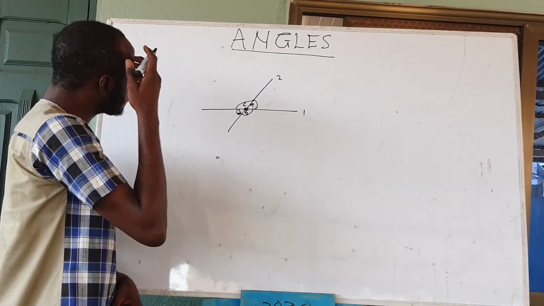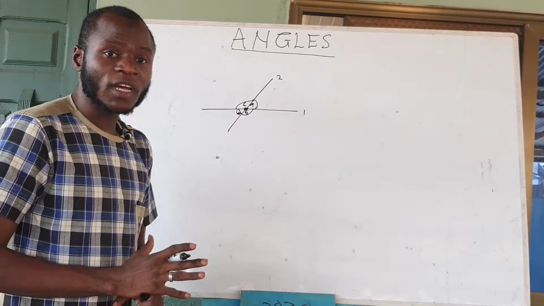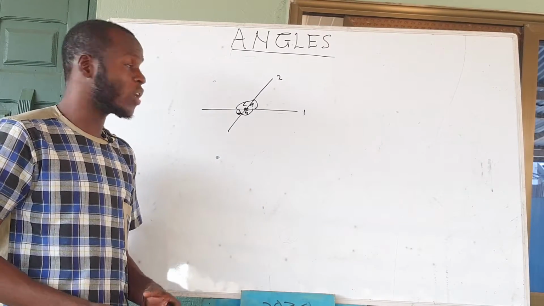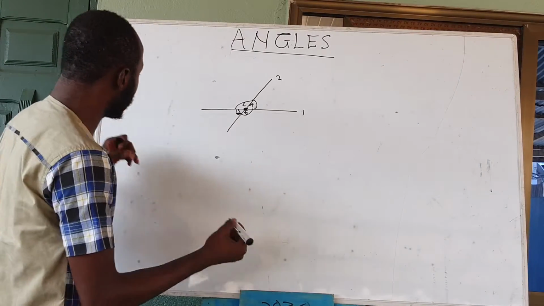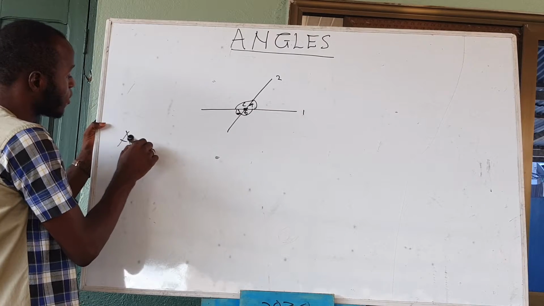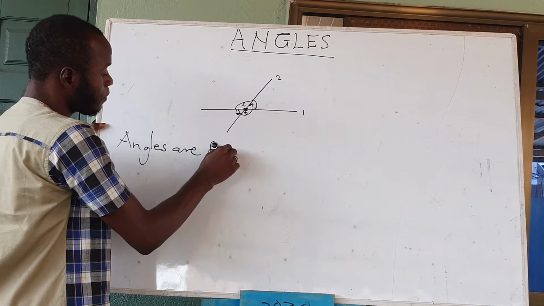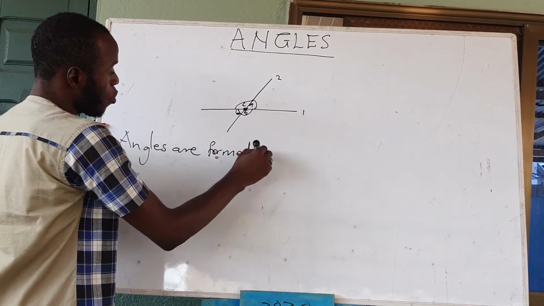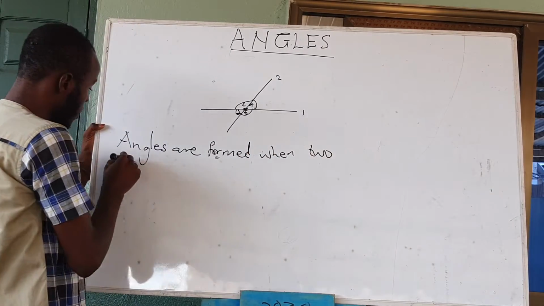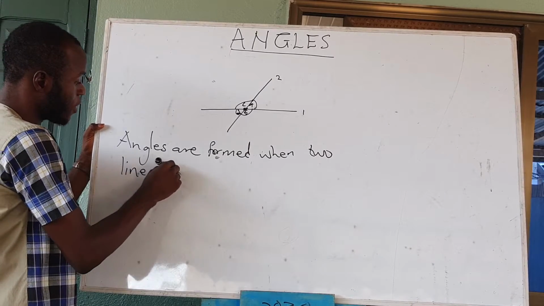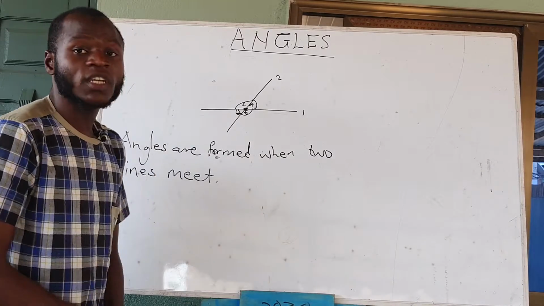So the definition of an angle is when two lines meet, an angle is what is formed. So you can say in other words that angles are formed when two lines meet. So when two lines meet, an angle is what is formed.